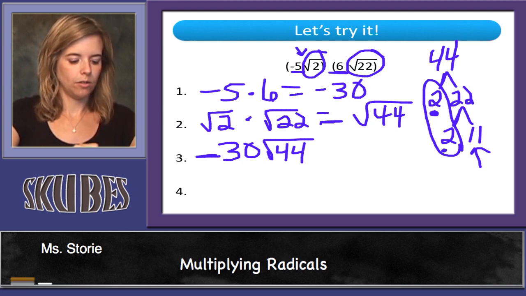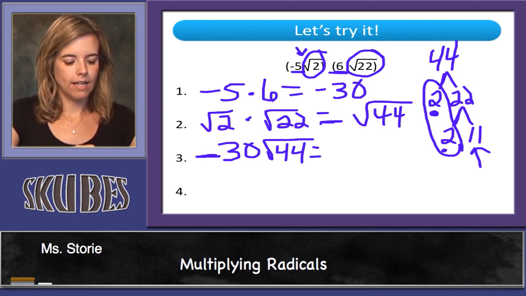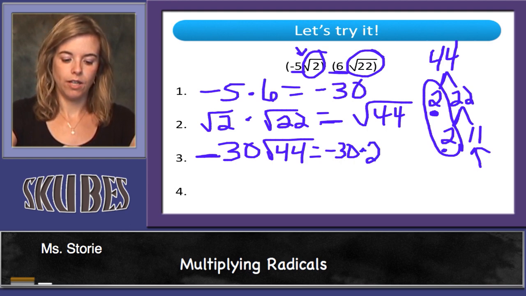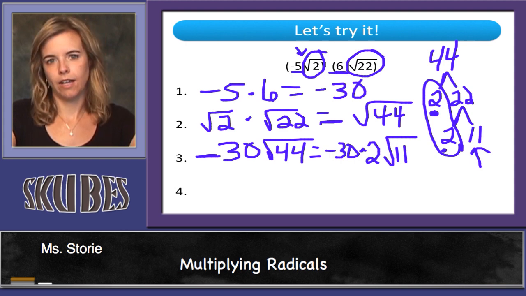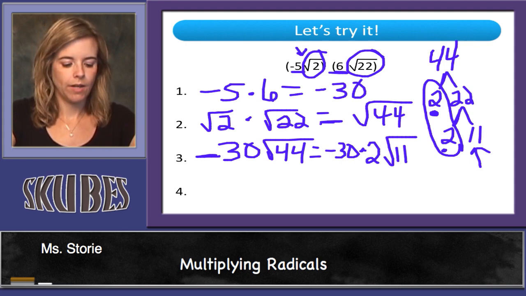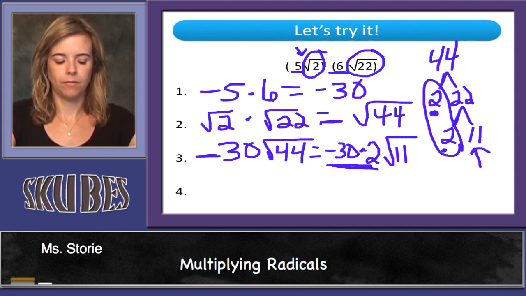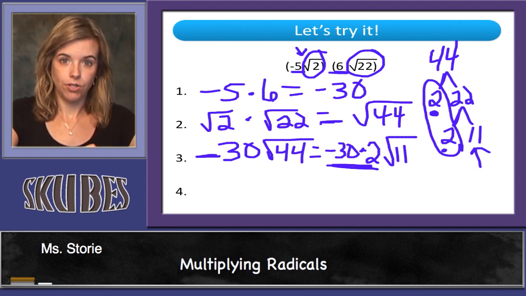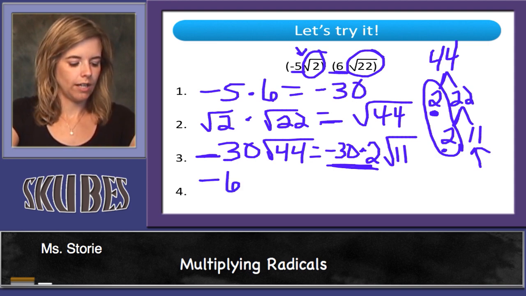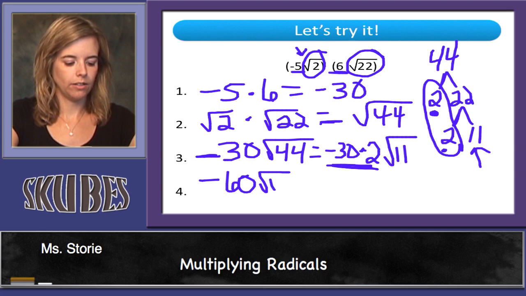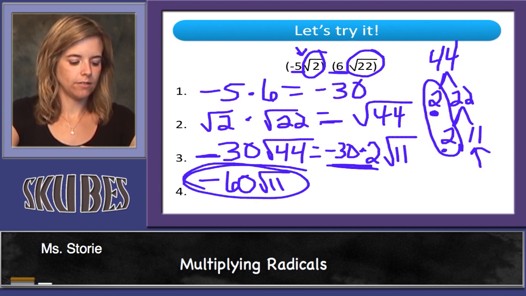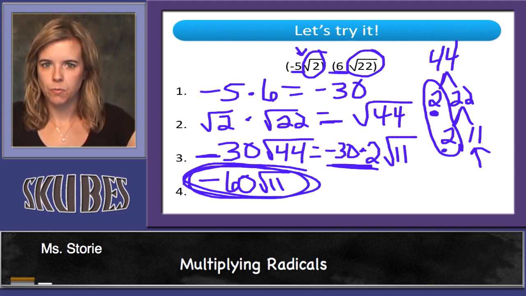So actually, it's going to be -30 times the 2 that came out, and then that lonely 11 goes right back under the radical sign. But we're not done yet because we have to finish out the actual problem. So you're going to take -30 2 times in a row. So you're going to get -60 radical 11. And that would be the answer for that multiplication problem.